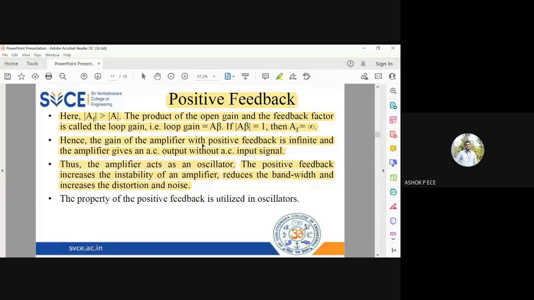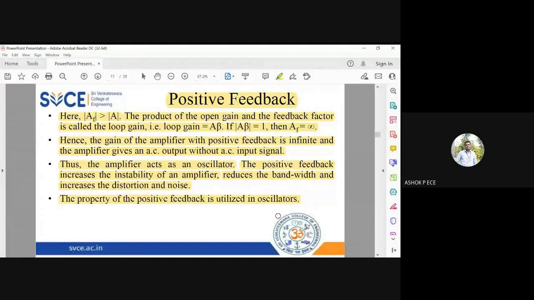As I told you, in one place you don't need a component, but that component will be needed somewhere else in electronics, right? In the same way here, positive feedback amplifiers are not suitable for amplification, but they are very well used as oscillators. So this property of positive feedback is used in oscillators for generating signals.